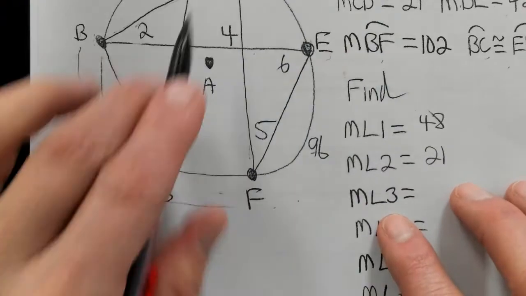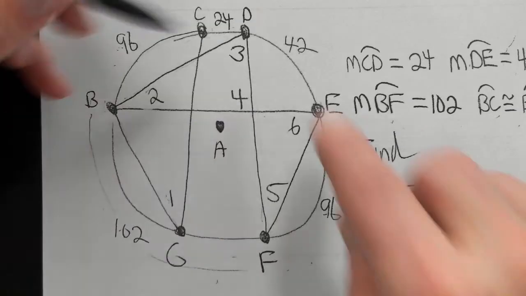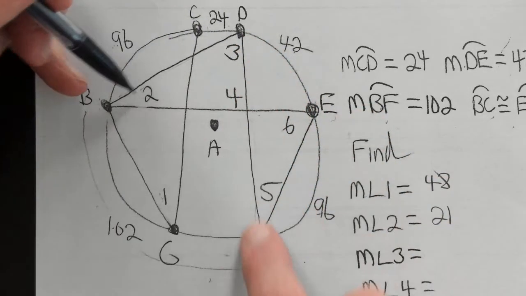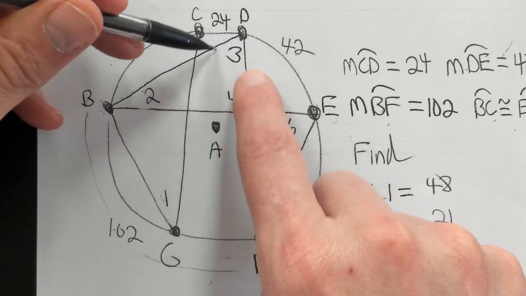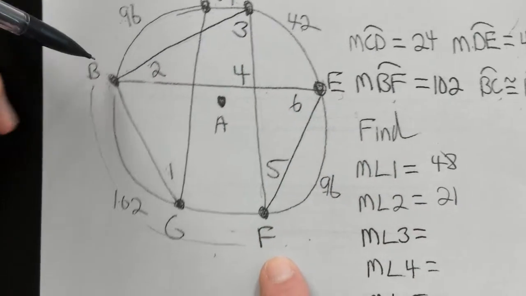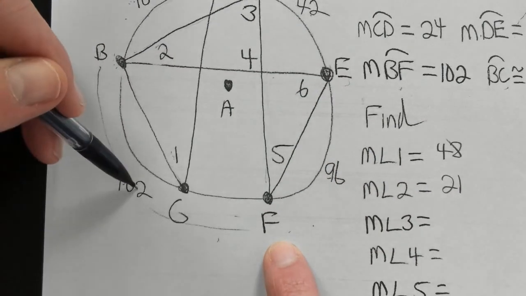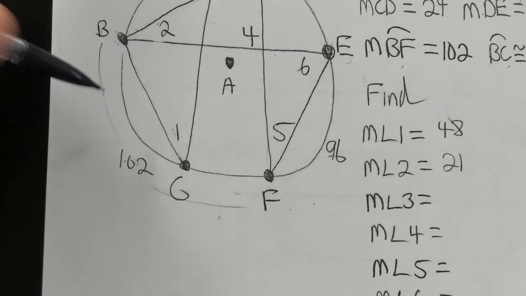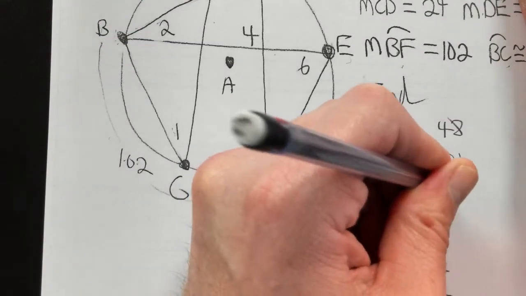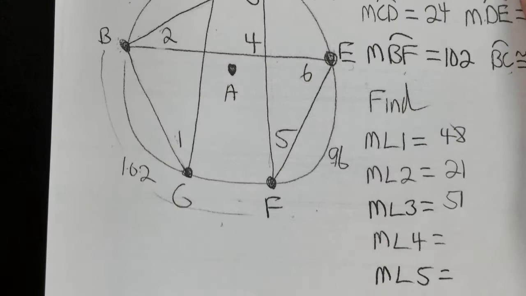Measure of angle 3. Angle 3 is also inscribed. What arc does it go to? Follow it out. Trace the sides of the angle out to see what arc it goes to. It goes to arc BF, which is 102. So it's going to be half of 102, 51. The inscribed angle is always half the measure of the arc.